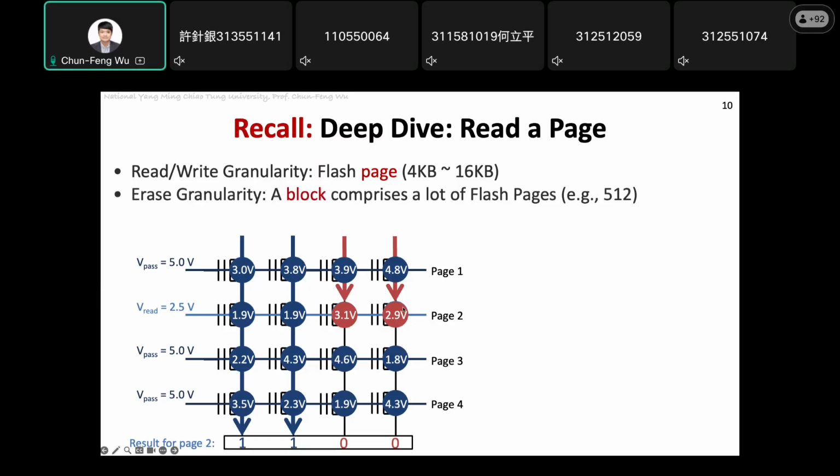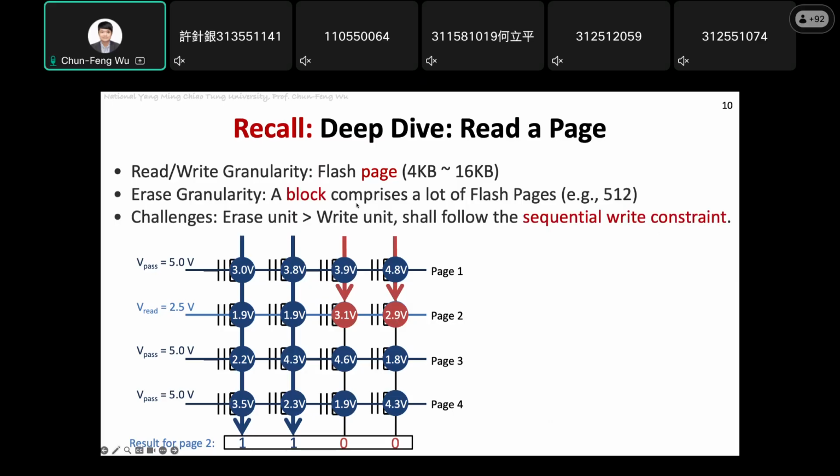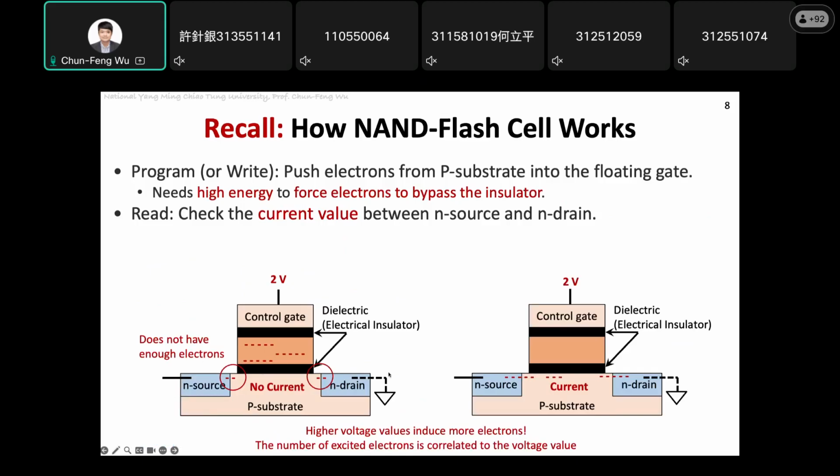Okay, so erase granularity. We need to erase at block granularity. The reason is that on one P substrate, there are a lot of memory cells. So one P substrate accommodates a block of the flash patches. When we apply a strong voltage to do the erase, a block of the NAND flash cells on this P substrate will be affected. So this is the reason why erase should be aligned with the block.